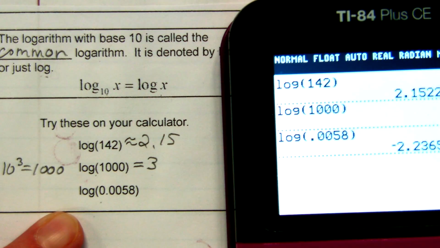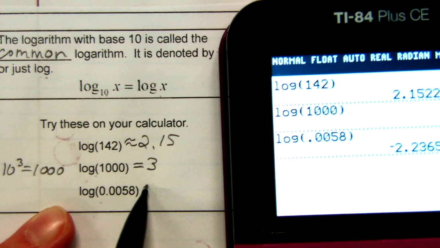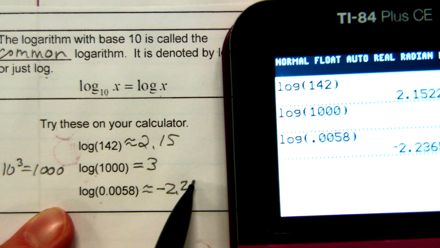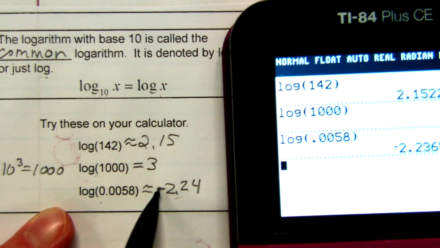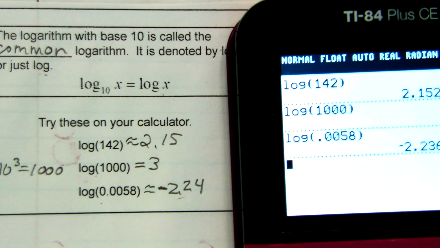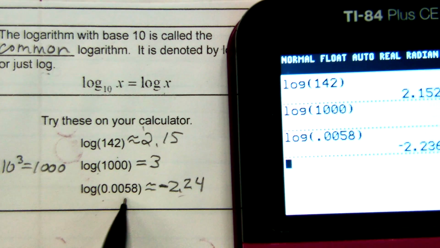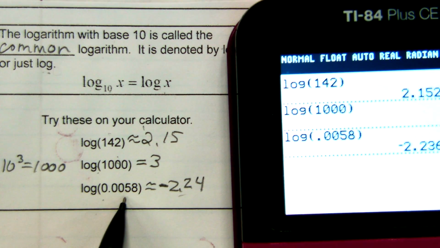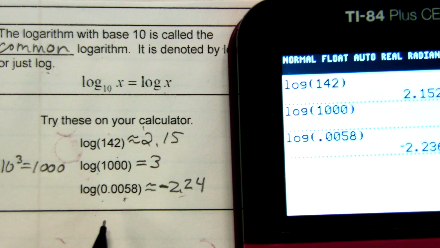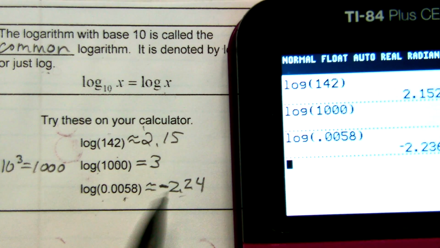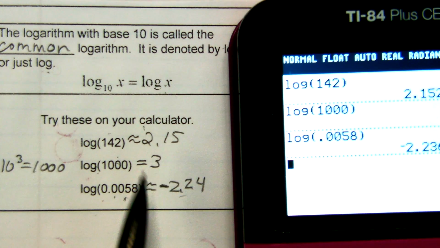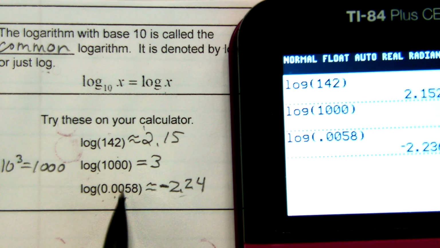And then if we do a decimal, 0.0058, then we get a negative. So it's approximately negative 2.24 if I round that off. Okay? So you'll round to whatever it says on your assignment, but they'll have you do a few of these. Sometimes people miss these on the test. That always makes me sad because the calculator, you just type it in. Okay? Negatives will happen with decimals, and that's because negative powers make decimals if you think about your scientific notation. And then these are powers of 10.